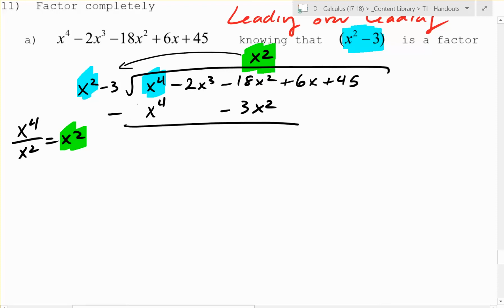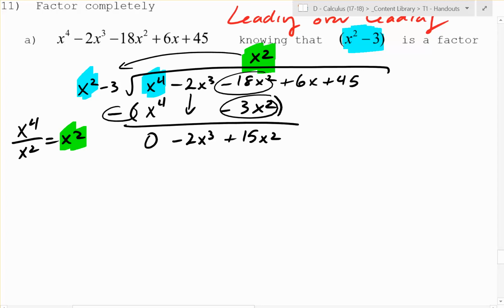Key is you subtract by putting parentheses around. And you get 0. And then this drops down, negative 2x cubed. And then remember, it's negative 18x squared minus negative 3. So it's adding it. So it's going to be plus 15x squared. You can drop these down too. The new leading is this negative 2x cubed. So you end up with negative 2x cubed over x squared is negative 2x.